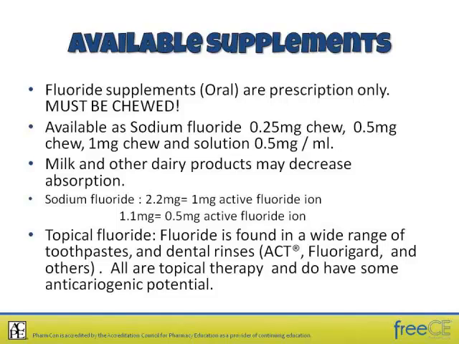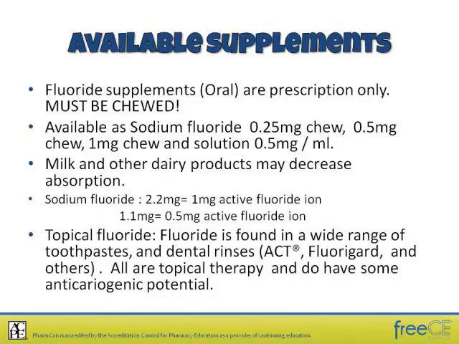Sodium fluoride 2.2 milligrams equals 1 milligram of active fluoride ion. 1.1 milligram is equal to 1/2 a milligram of active fluoride ion, and depending on your computer software, you can create a lot of confusion for your patients. So ideally, if you can modify it so that it says 2.2 milligram sodium fluoride, parentheses 1 milligram of fluoride, that is probably the easiest way to do it.